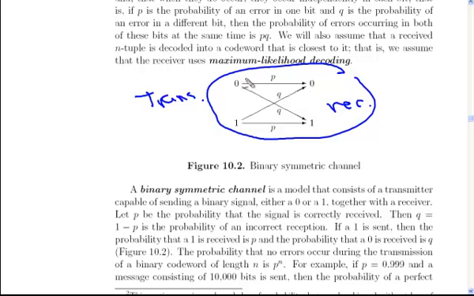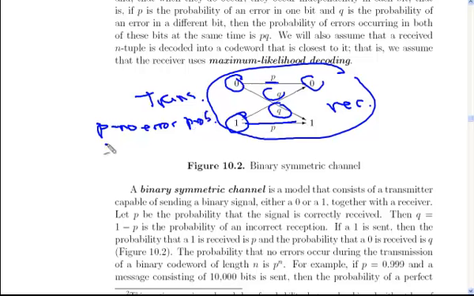So what this says is if 0 is transmitted, then there's a probability P that 0 is received and a probability Q that 0 is not received. On the other hand, if 1 is transmitted, there's a probability P that 1 is received and a probability Q that 0 is received. So notice that this Q is the error probability, the P is the no error probability. It's the probability that any given bit will be transmitted correctly, and Q is the error probability.